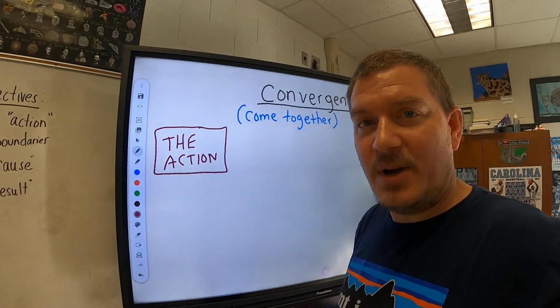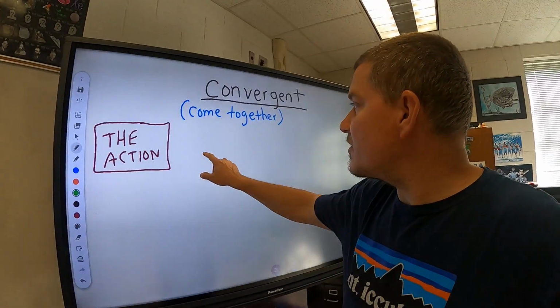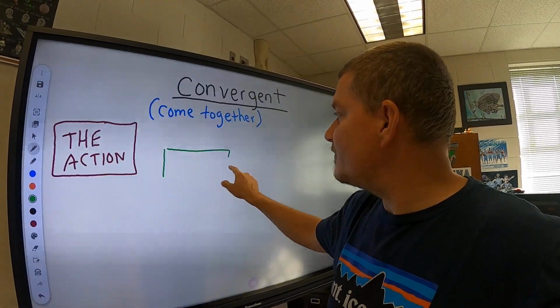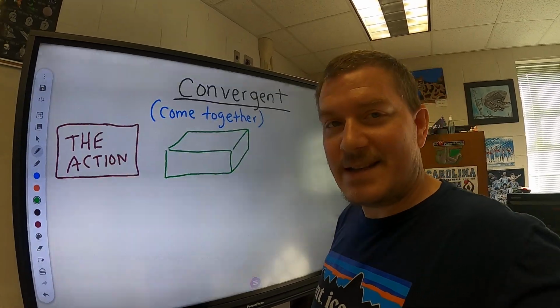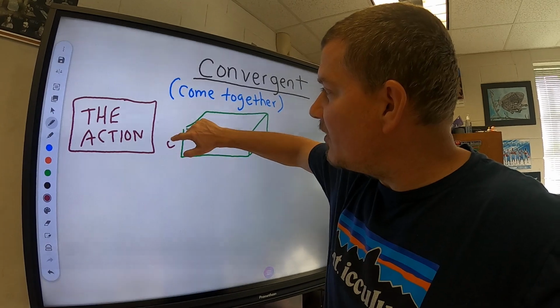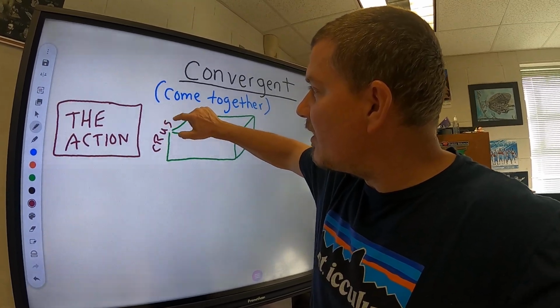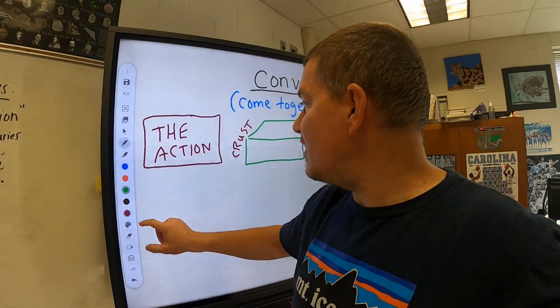So the action is going to be what is happening with the plates that are involved. So we need to draw in a plate or two. Do these as like 3-dimensional rectangular prisms. We can label our layers of the earth. So that plate is going to represent a plate of the crust.